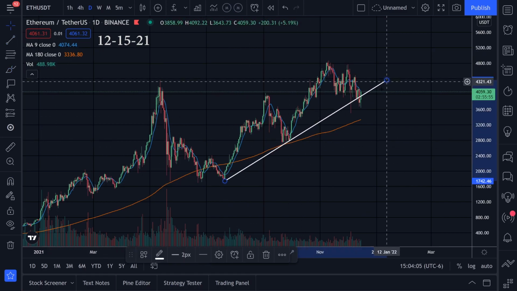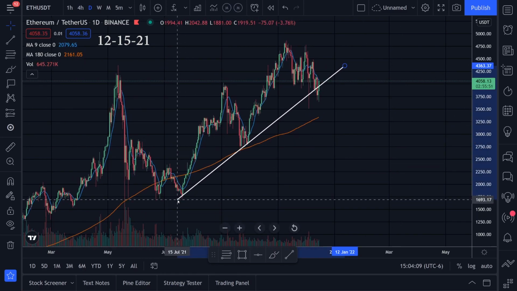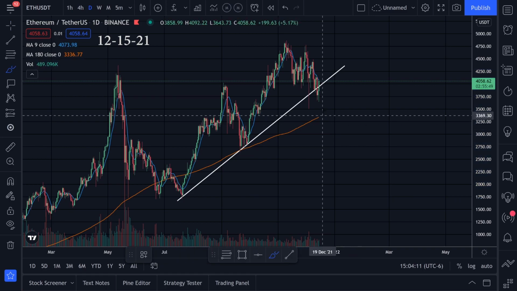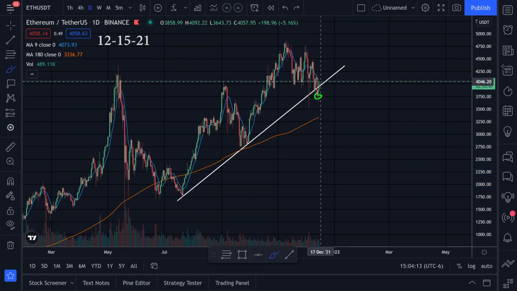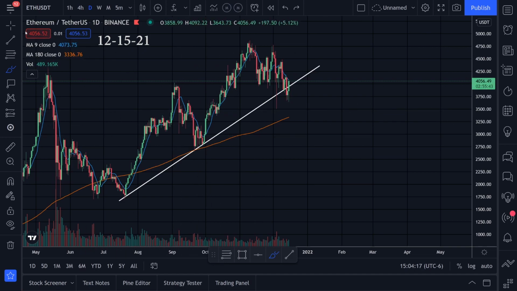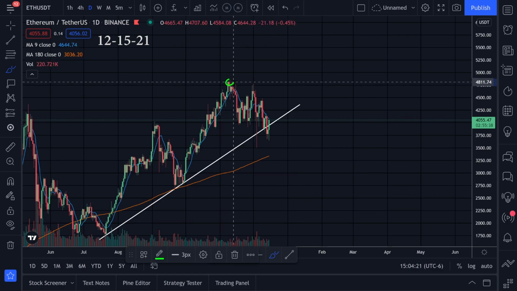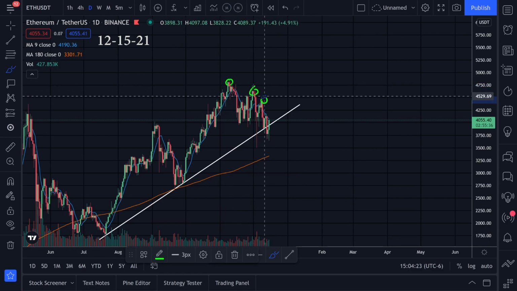I was watching this uptrend and we actually broke below it and closed below it, but we found support down here and broke back into it. Right now we are sitting above it, which I do like. I do like that we did find our way back above this trend line. However, we do have resistance right here, and resistance right here.